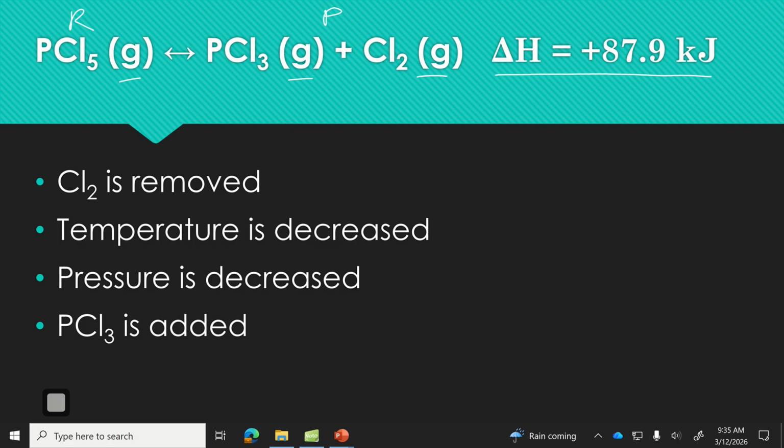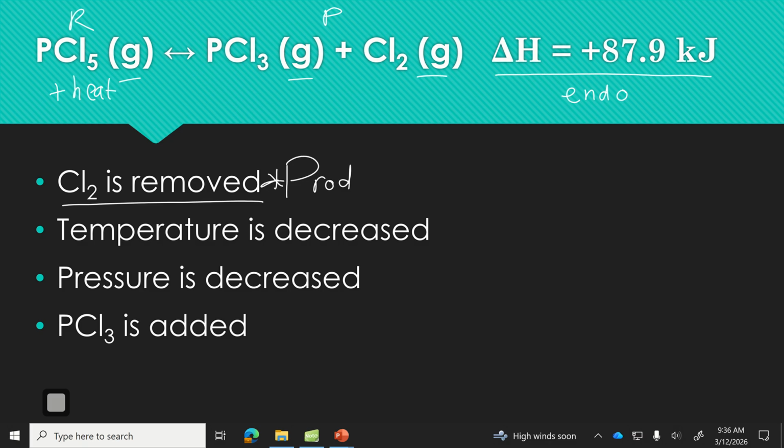It gives you the delta H is positive 87.9, which means this is endothermic, which means heat is on the reactant side. All we're asking is, will it shift toward reactants or toward products based on these different stresses? I'm removing Cl2, so this reaction needs to make up for that loss. So it's going to move toward products because I need to replace it.